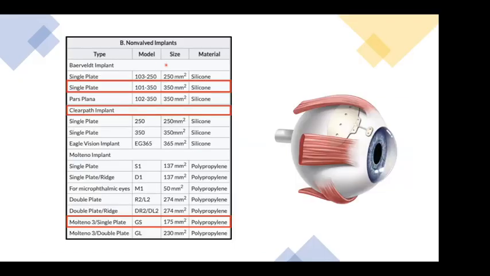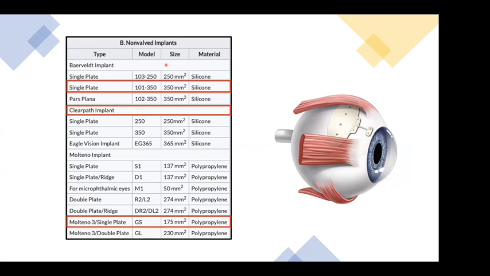Now, when it comes to the non-valved implants, why do we have non-valved implants? Because with non-valved implants, the aqueous will go outside the eye through the tube. If you do not apply any kind of restriction to the flow, the pressure will go down and you will get into hypotony. That's why with those types of implants, you need to do something to prevent or decrease the flow, like ligating the tube, or putting a suture inside the tube. You don't want to pass into hypotony.